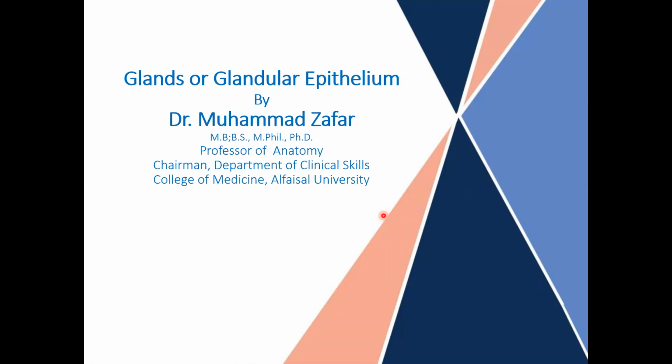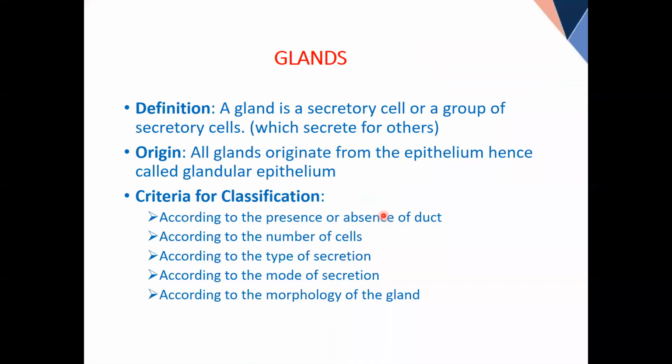The topic is glands or glandular epithelium. I'll start with this without showing you any slide. Glands. A gland is a secretory cell or group of cells. One individual cell can be, in its entity, an individual independent gland, or sometimes you need a group of cells to be considered as a gland.